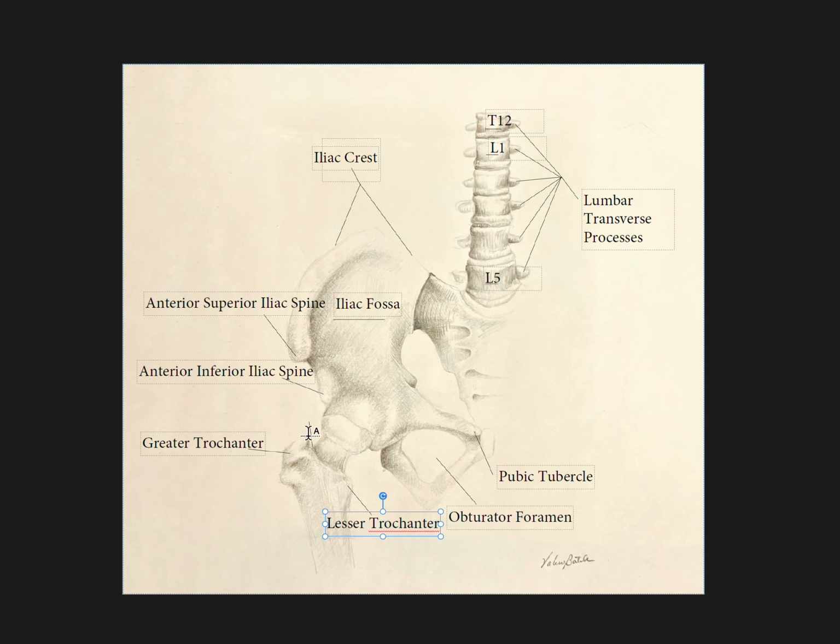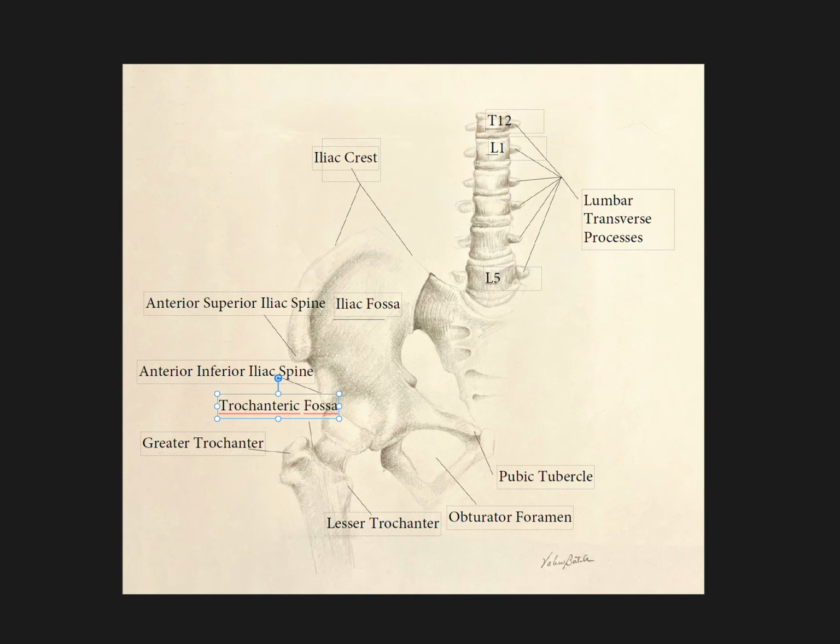Then we're going to have this small fossa that is sitting on the medial side of this greater trochanter. We're going to call this the trochanteric fossa. That's your trochanteric fossa. And altogether, these are the bony landmarks that you should know for these muscles that we're going to talk about.